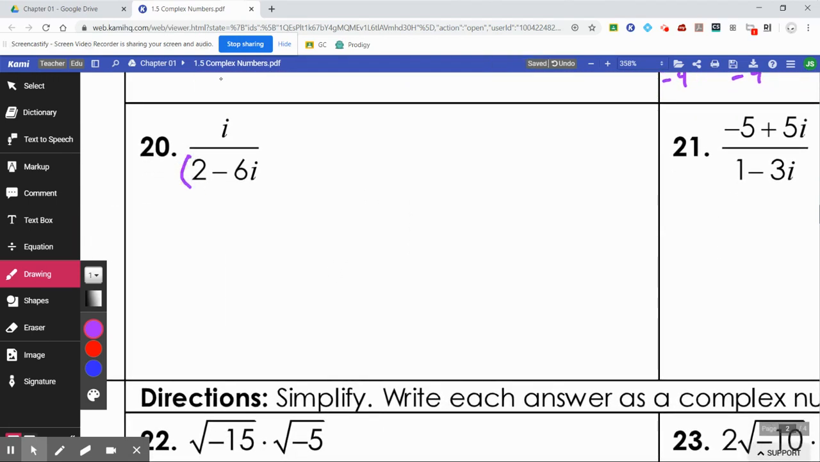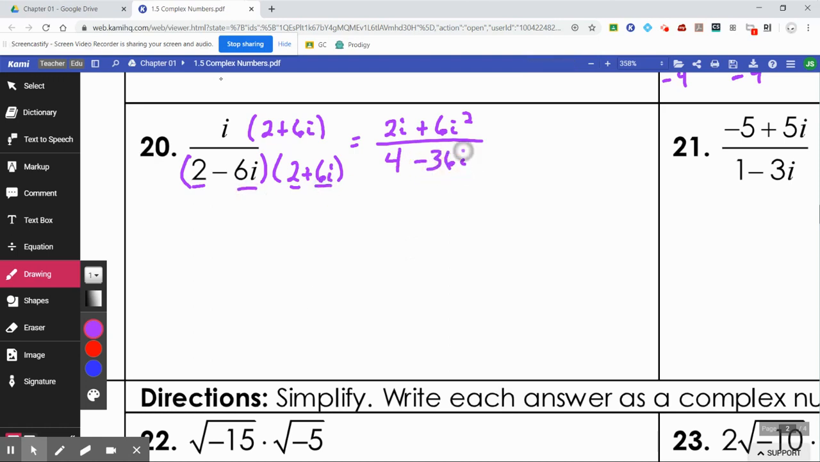Okay, the bottom, 2 minus 6i. Anytime you have a binomial on bottom, same way that we did when we were talking about radicals, we multiply by the conjugate. So we're going to multiply top and bottom by 2 plus 6i, and that should get rid of that i on bottom. So on top you have 2i plus 6i squared. On bottom, when you multiply conjugates, all you have to do is first times first and last times last. That'd be minus 36i squared.